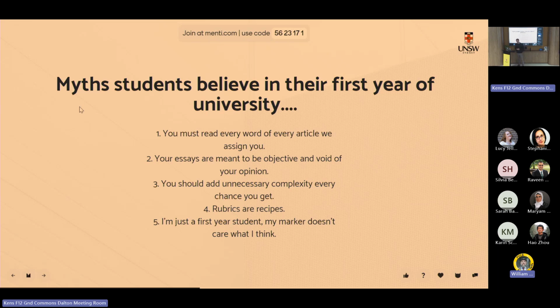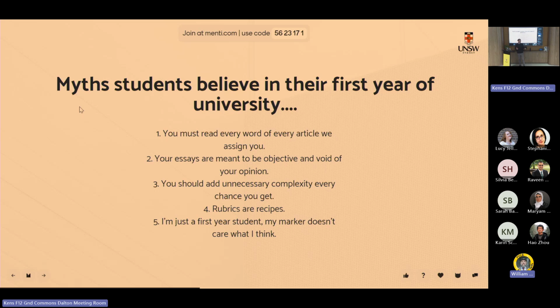So some really common things that we are very open and transparent about are some of the myths that students believe when they start. One of them is that you must read every word. The only people that read every word of every article are editors and authors; very rarely is it other readers.